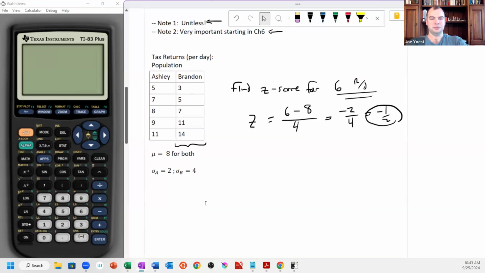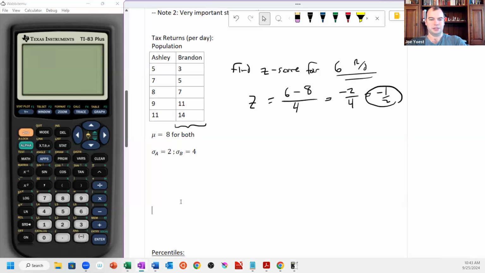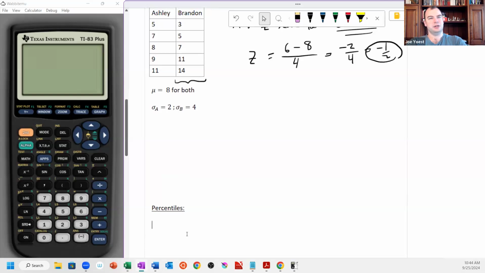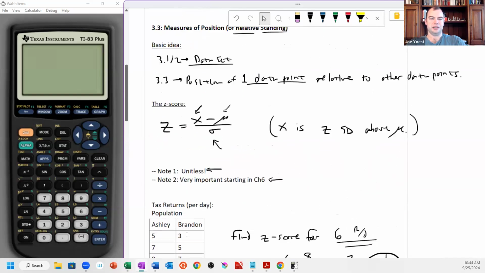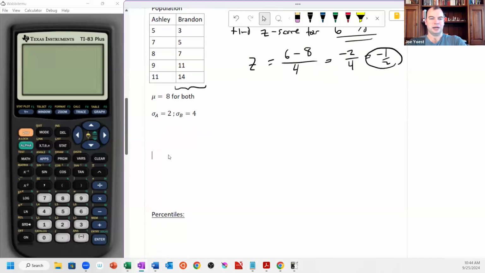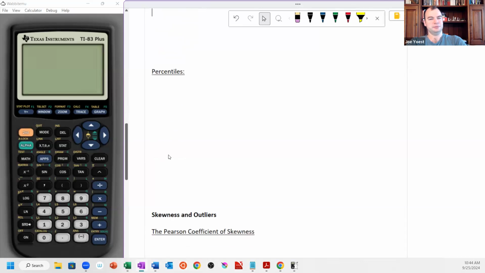And we could go through several examples. There's more examples, of course, in the videos where we talk about this more extensively. This is just a quick run through of these ideas. So z-score, very important, starting in chapter 6. Kind of a nice idea. It's unitless. It tells us the number of standard deviations above the mean that our data value is. If z is positive, we're above the mean. If z is negative, we're below the mean. And that's probably about all that we need to say right now.